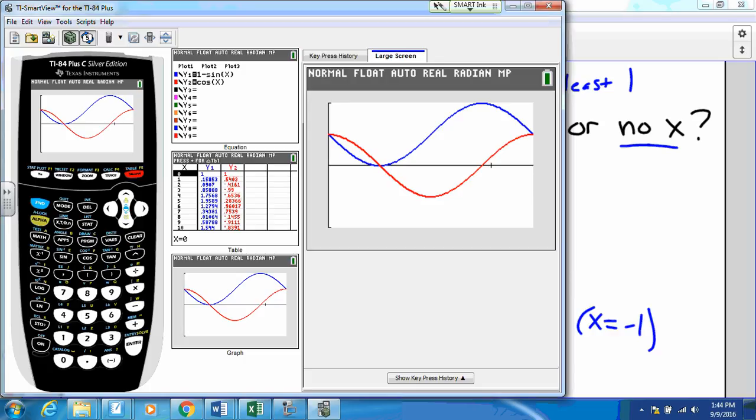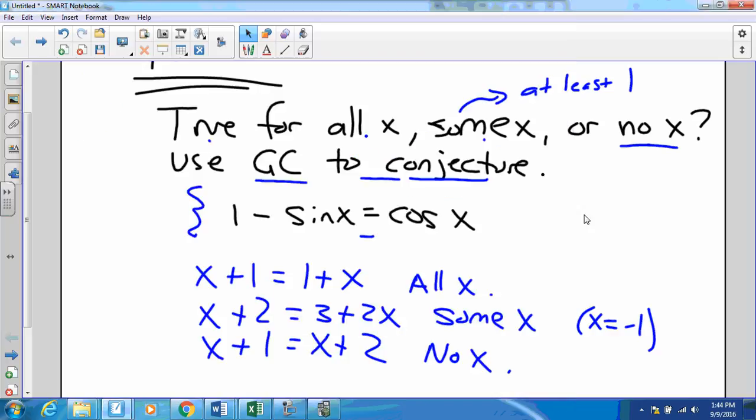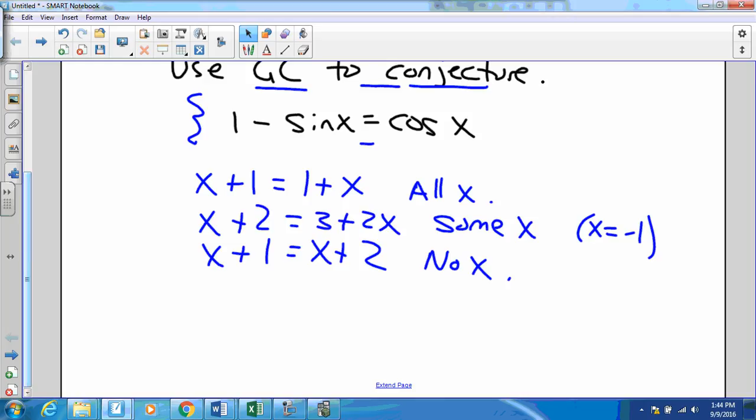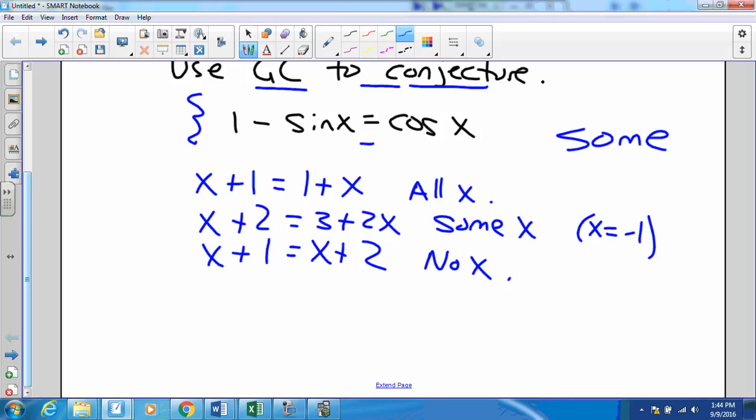Just looking at the graph, can I see whether the equation is true for all x, or some x, or no x? So, how do you know? There are intersection points. How do I know it's not true for all? They're not the same. That's it. So I can see that it is true for some, and Jason's right, we want to actually get an intersection point, so I can say at least one x value.